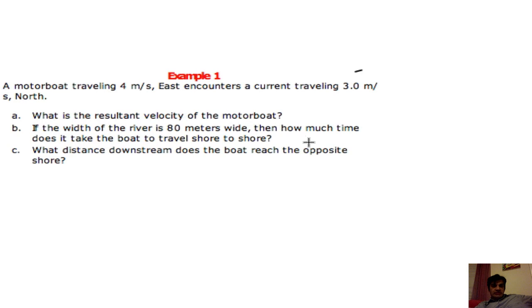This is the example problem I want to do for you guys, and I'm going to apologize to blocks 2 and 3. This should have gone out earlier, but life got in the way. So we're going to go ahead and do an example problem.